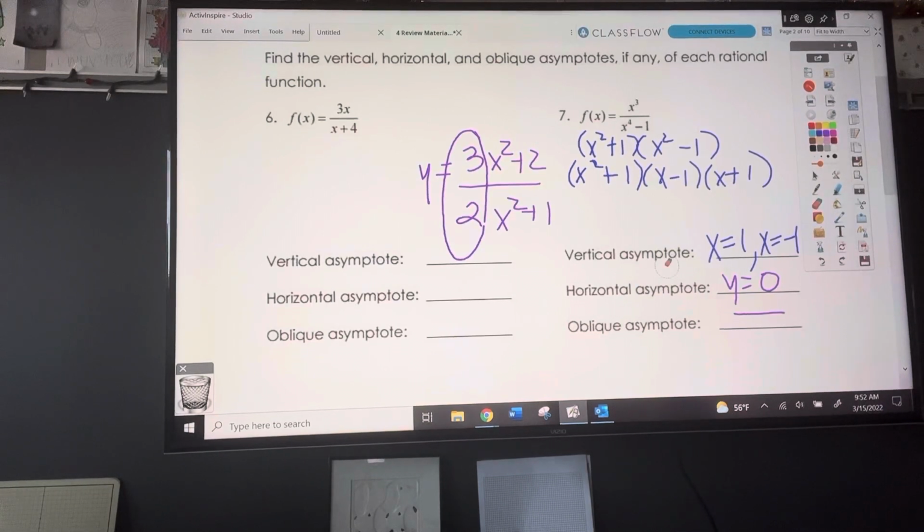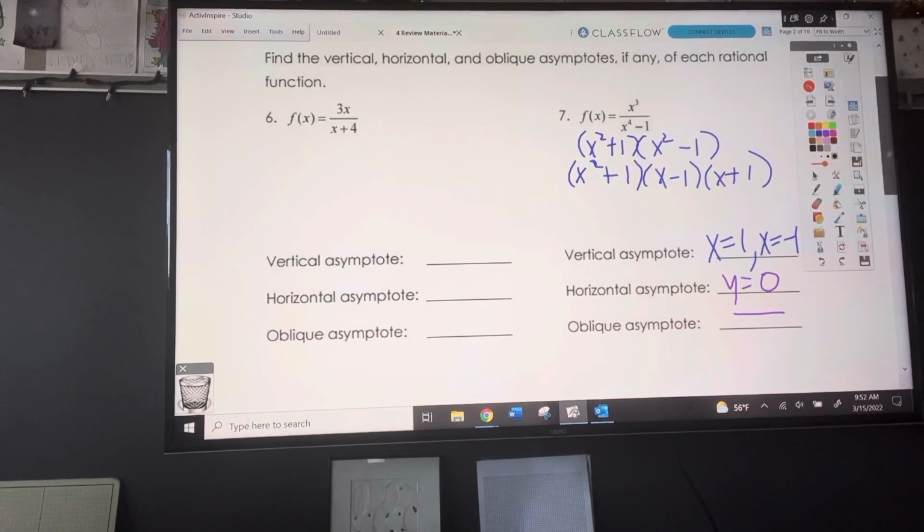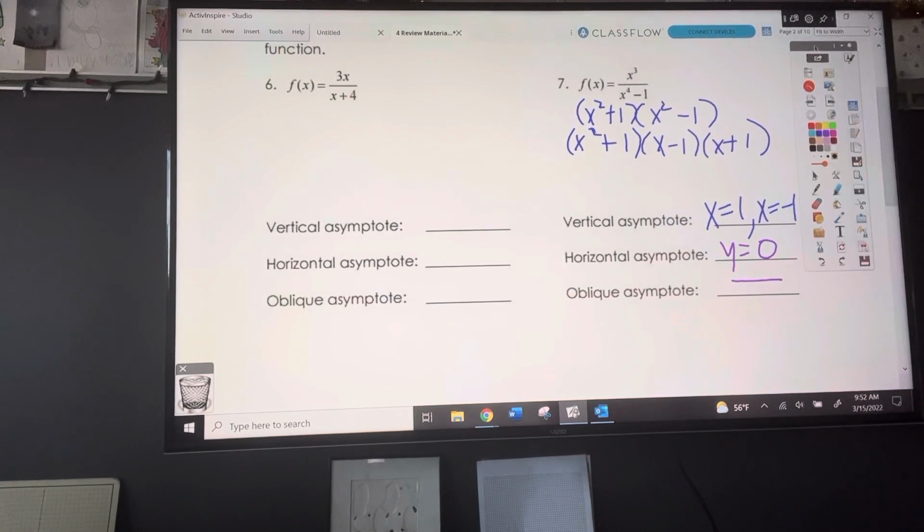So we've got a horizontal asymptote at y equals 0, and that means we do not have an oblique asymptote. We're going to get to that in the next problem. I wanted to make sure we did one of those. The hardest part about graphing these is the asymptotes. The vertical isn't too bad, but the horizontal gets confusing because the degrees for each of the problems are all different.